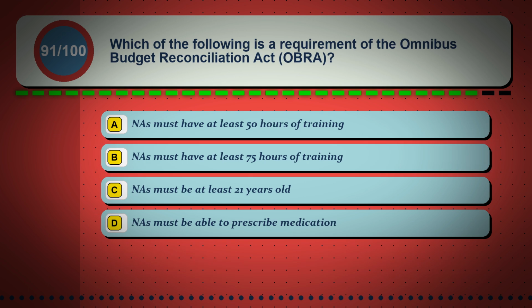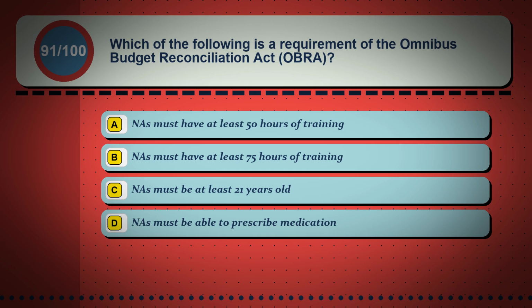Question 91. Which of the following is a requirement of the Omnibus Budget Reconciliation Act, OBRA? Option A, NAs must have at least 50 hours of training. Option B, NAs must have at least 75 hours of training. Option C, NAs must be at least 21 years old. Option D, NAs must be able to prescribe medication.